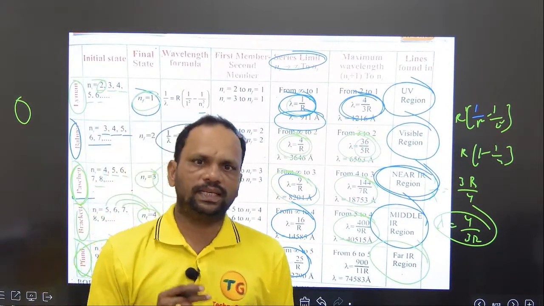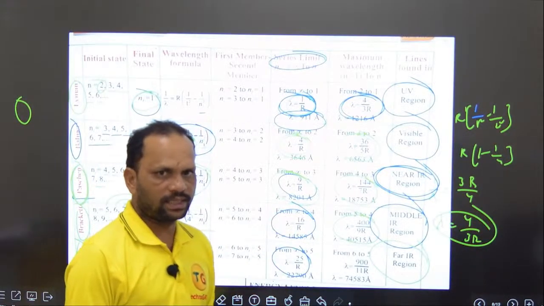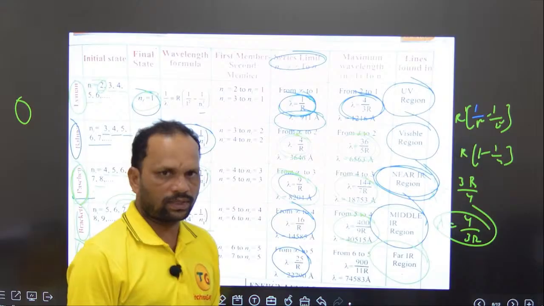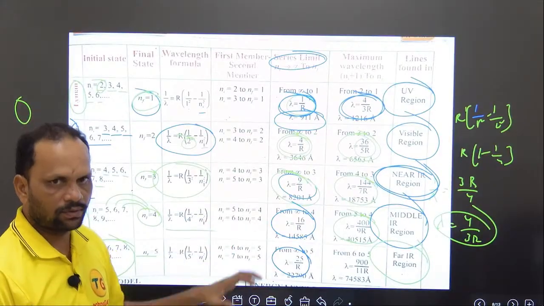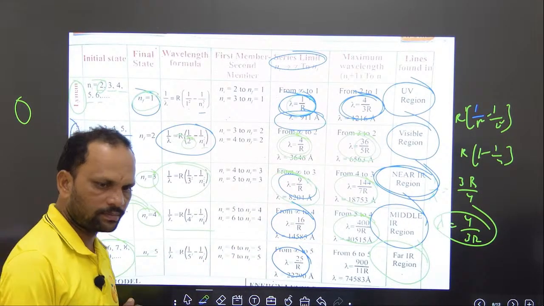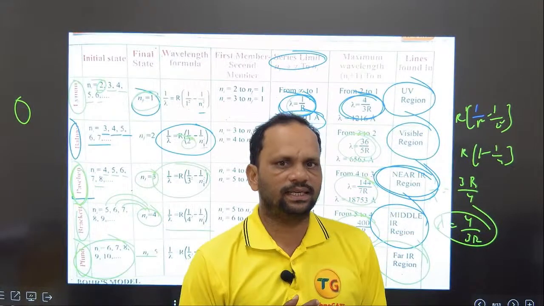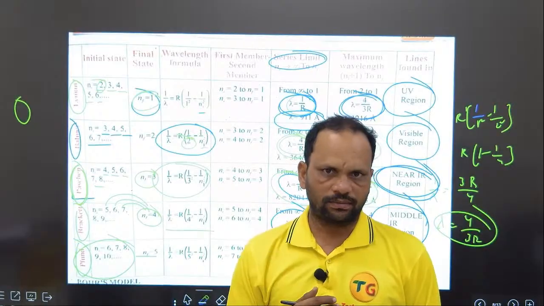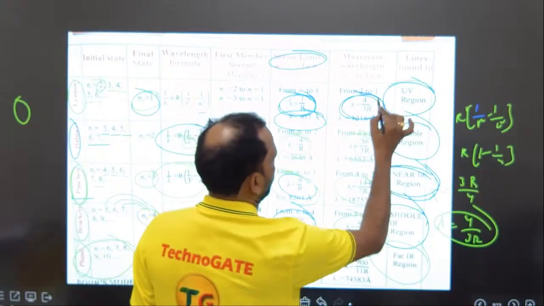For the Lyman series there is a wave number formula: 1 by lambda is equal to R into 1 by n2 square minus 1 by n1 square. In the Lyman series, the ground state is n is equal to 1 and the next state is n is equal to 2. N is equal to 2 to n is equal to 1. If we substitute all these, we get 4 by 3R. That is called the longest wavelength. Finally, the limiting value or series limit, from infinity, is called the shortest wavelength. That is 1 by R. It is in the UV region.